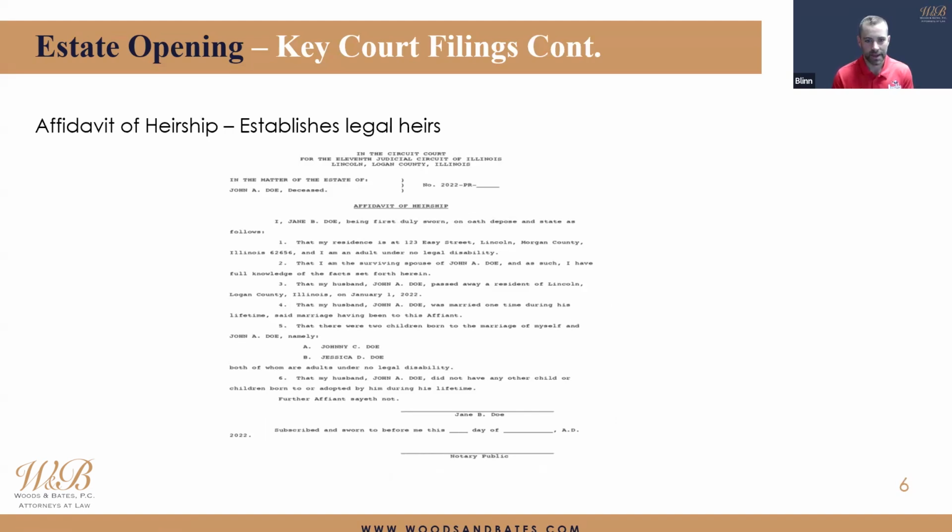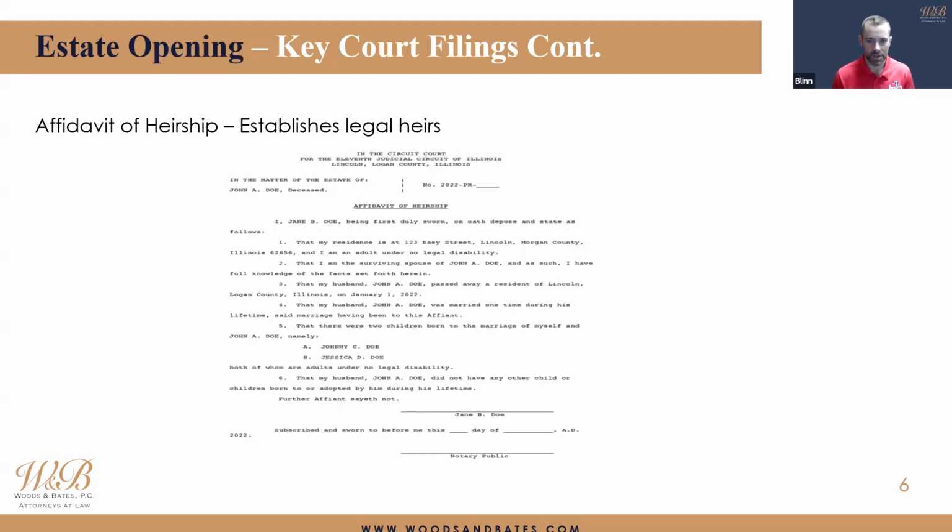And so in that affidavit, somebody is stating under oath the legal heirship of the deceased. In this case, in our example, Jane Doe is stating that John Doe was a resident of Easy Street in Lincoln. They have knowledge of what they're stating here. So Jane, in our case, is a surviving spouse.